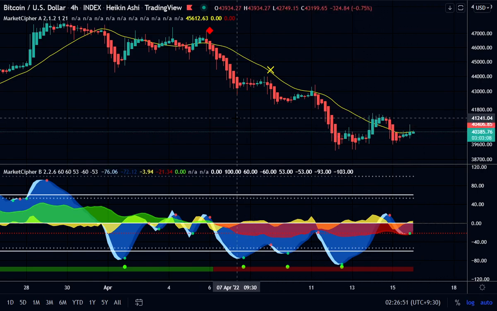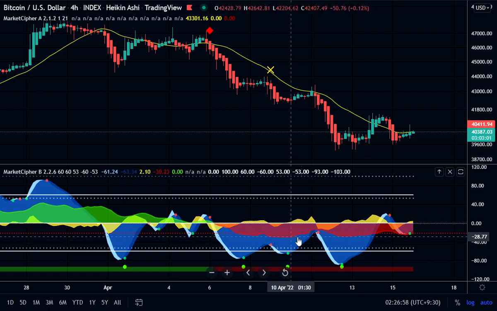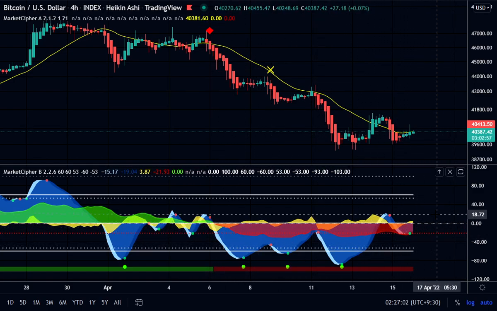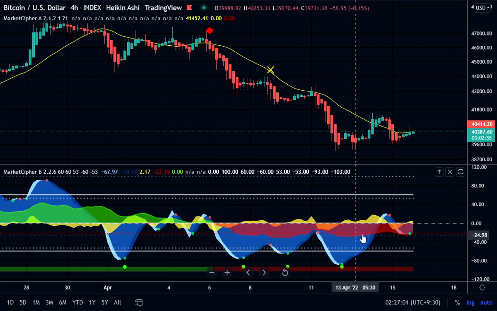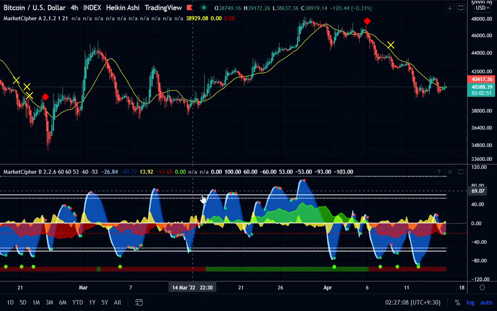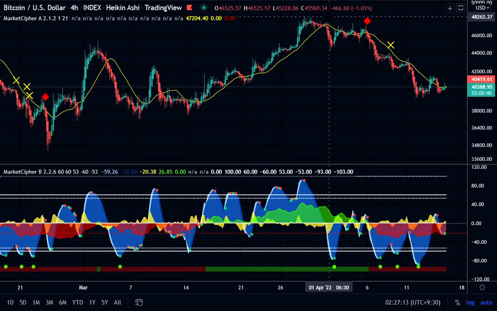And over to Market Cipher, this is on the 4-hour time frame. We do see the money flow deep in the red here. We need to see that curve around and come back into the green. In the red, it shows money's leaving the market. In the green, money's entering. We can see once it does flip green, it is a good indication that we are going to push higher.